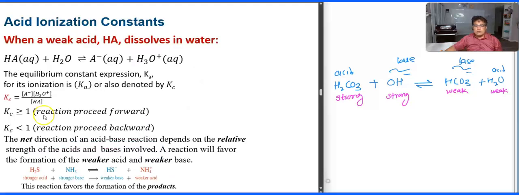So now the acid ionization constant, Ka, which is also the Kc. We have already discussed that it is product by reactant. Kc less than 1, the reaction proceeds backward; Kc greater than 1, the reaction proceeds forward. We have already discussed that.